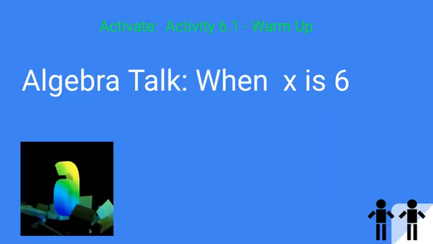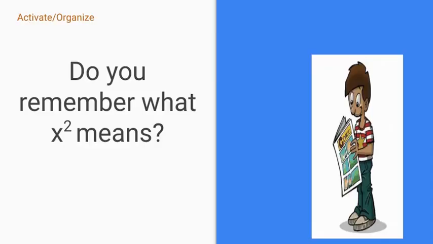So let's talk about what happens when x means 6. Real quick, do we remember what this little 2 means here? X with a 2? Yeah, it means squared. It means that you take whatever is here and you multiply it by itself. So if it was 2 squared, it'd be 2 times 2. If it was 8 squared, it'd be 8 times 8. And then that would be your product.